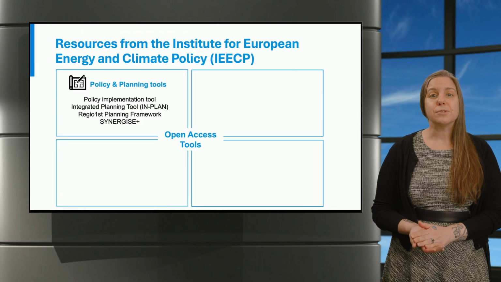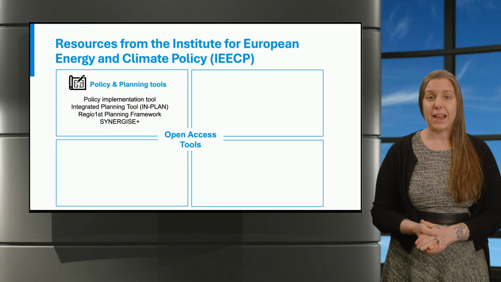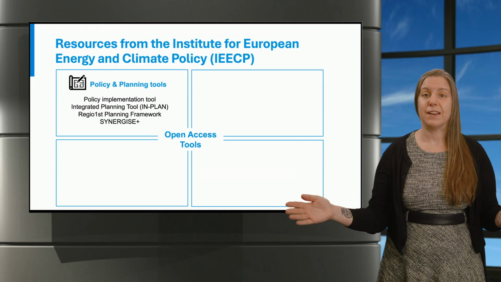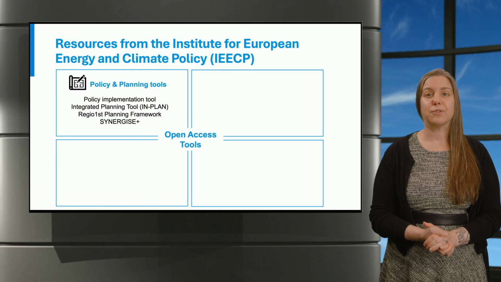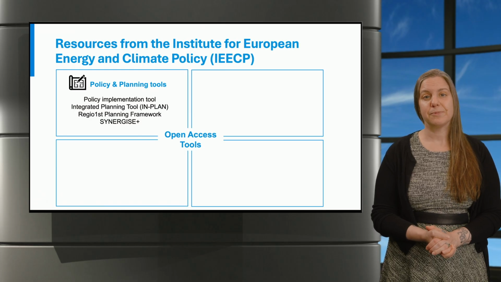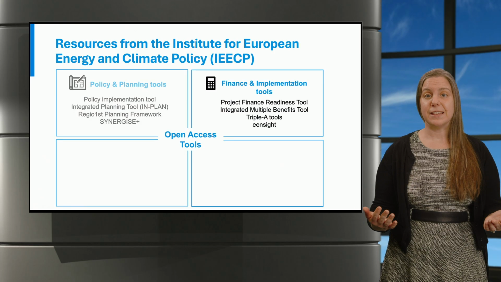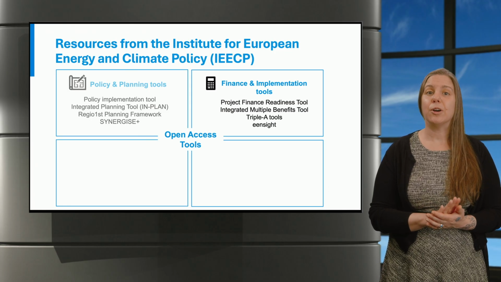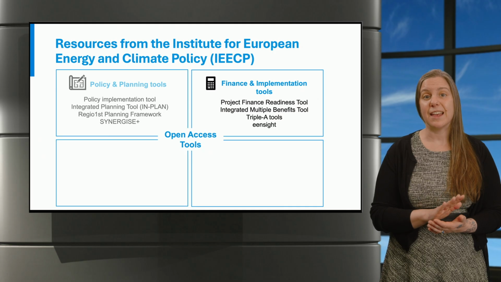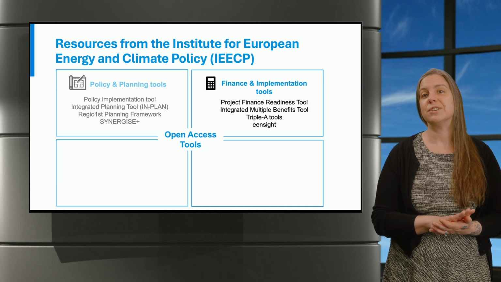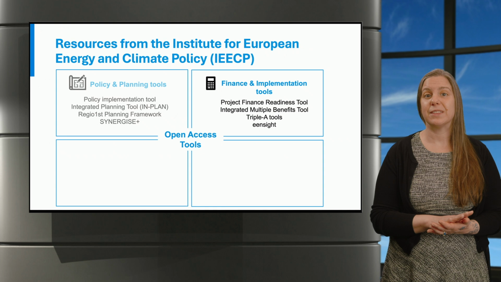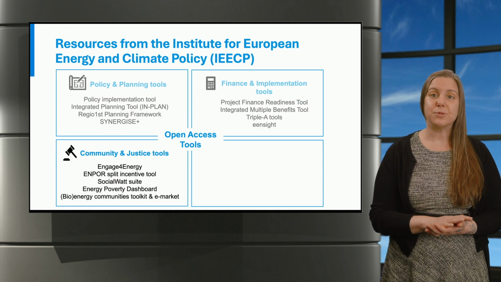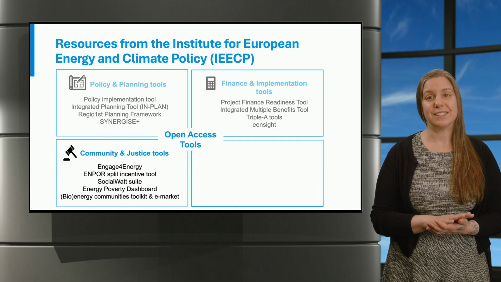Then, the tool also supports you in developing your own plan from setting up a planning process all the way through monitoring and evaluation. It gives tips for further reading and resources. Under Finance and Implementation Tools, there are resources that support budgeting and help you map out the purchase and life of different equipment needed for infrastructure to support an inclusive energy transition. There are also tools focused on community and justice.